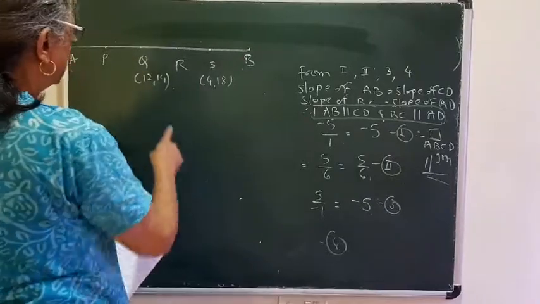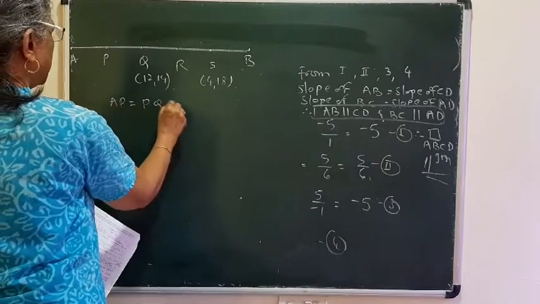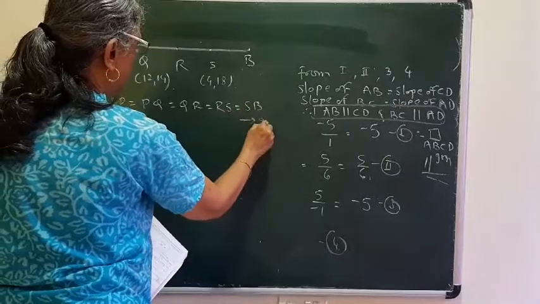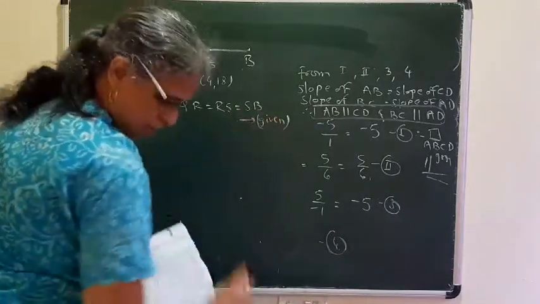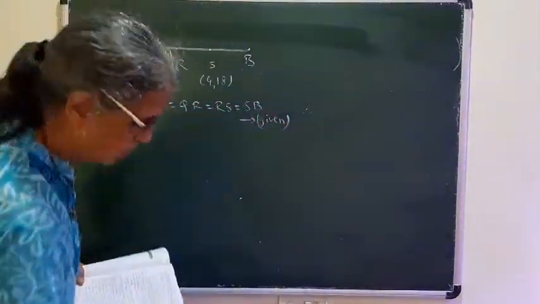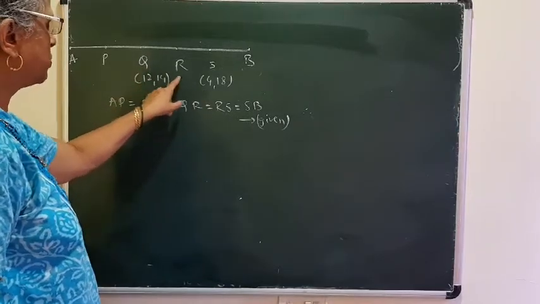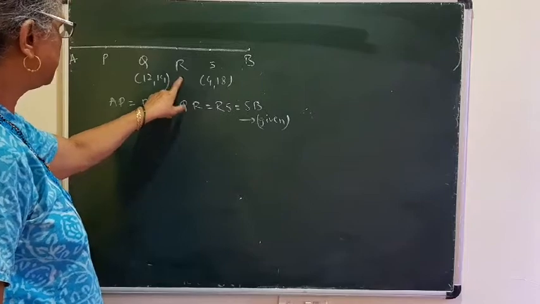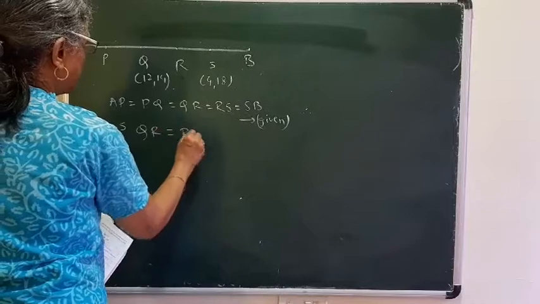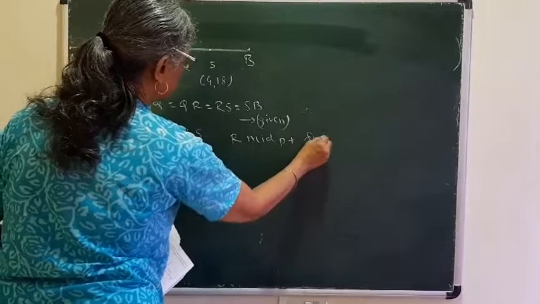Followed? So here first we are going to write AP equal to PQ equal to QR equal to RS equal to SB, that is given to you. Followed? Now here whose coordinates are available for us? Q and S. We are having QR equal to RS. That means R must be the midpoint of QS. As QR equal to RS, R is the midpoint of QS.